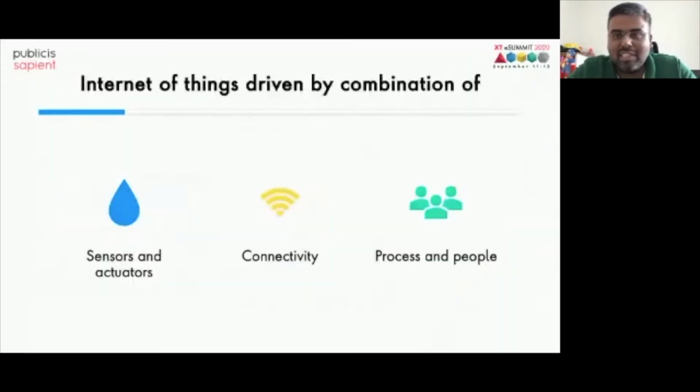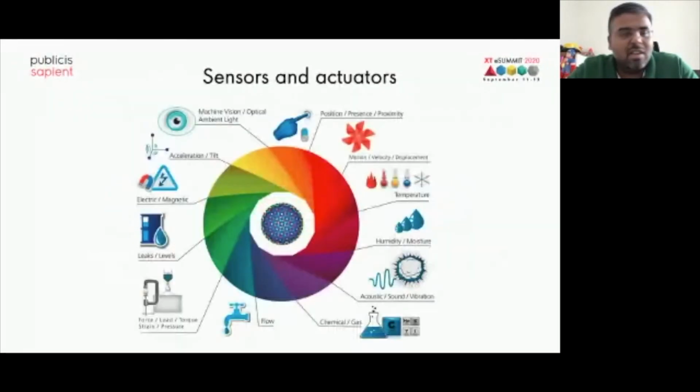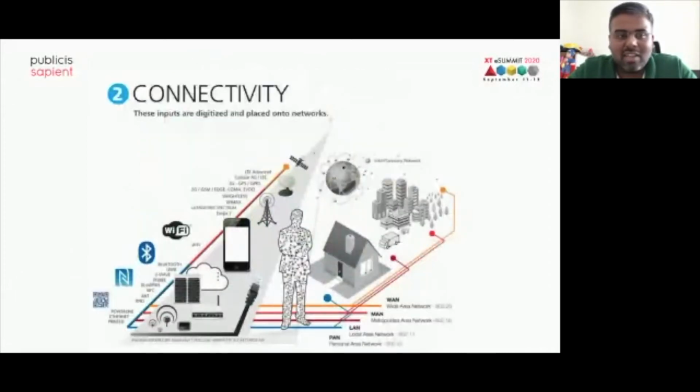The Internet of Things is driven by the combination of three factors: sensors, connectivity, and process and people. Sensors, I don't want to go in depth into it. You have multiple sensors, many of which you would have seen, starting from optical, ambient, proximity, motion. At the other end, on connectivity, you'll see everything from power line Ethernet to the most advanced Zigbee and LTE-based systems, and how these systems are being connected together using your home personal area network to a wide area network around the world.